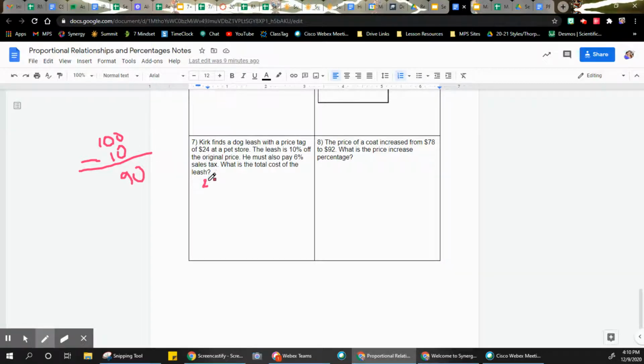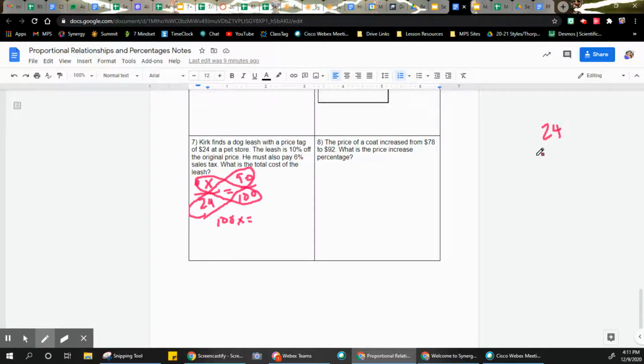So I've got 24 as my total. Sorry, I need to erase that. I wrote that backwards. So remember that is 90%. So I'm going to do x, because I don't know what he's paying, over 24 equals 90 over 100. Okay, so now I'm going to multiply 90 times 24 and 100 times x. Okay, so 100x equals 90 times 24. So let's do that now.